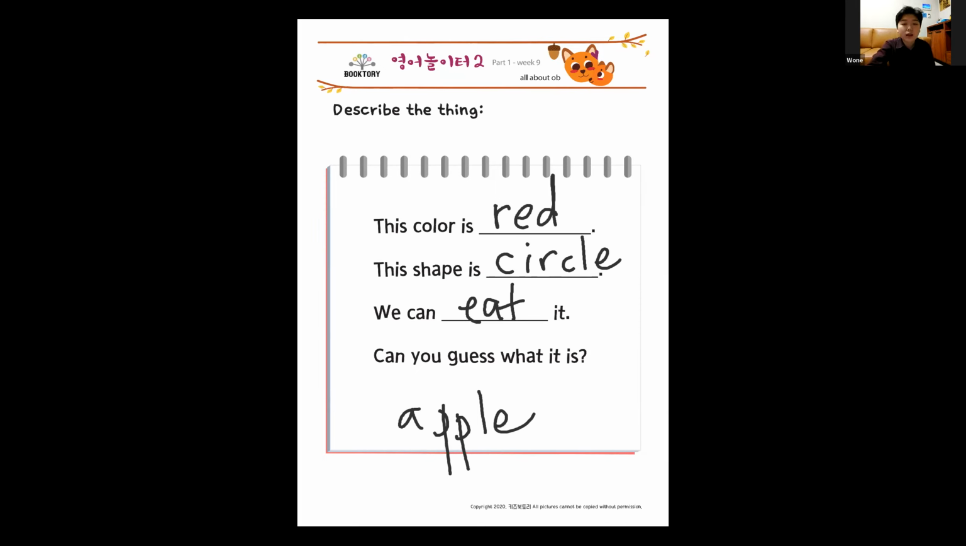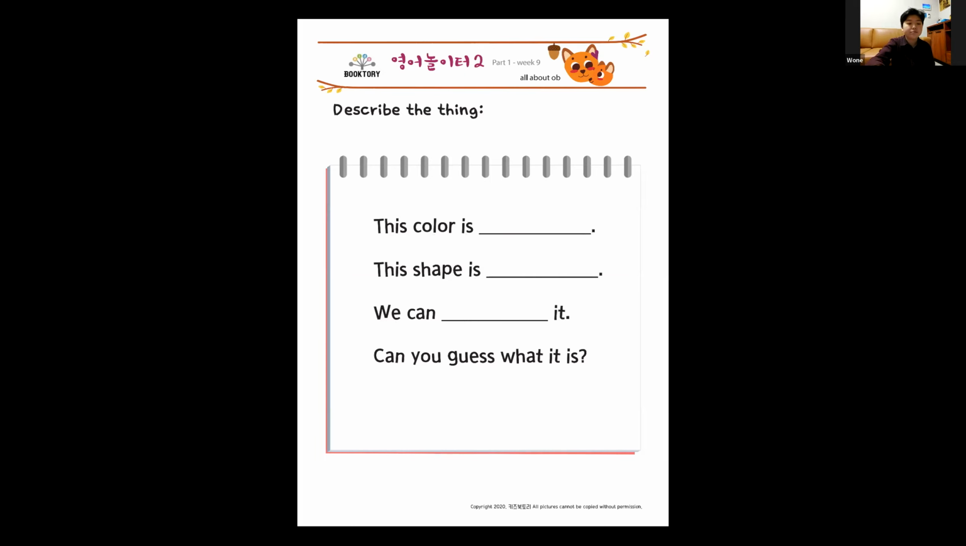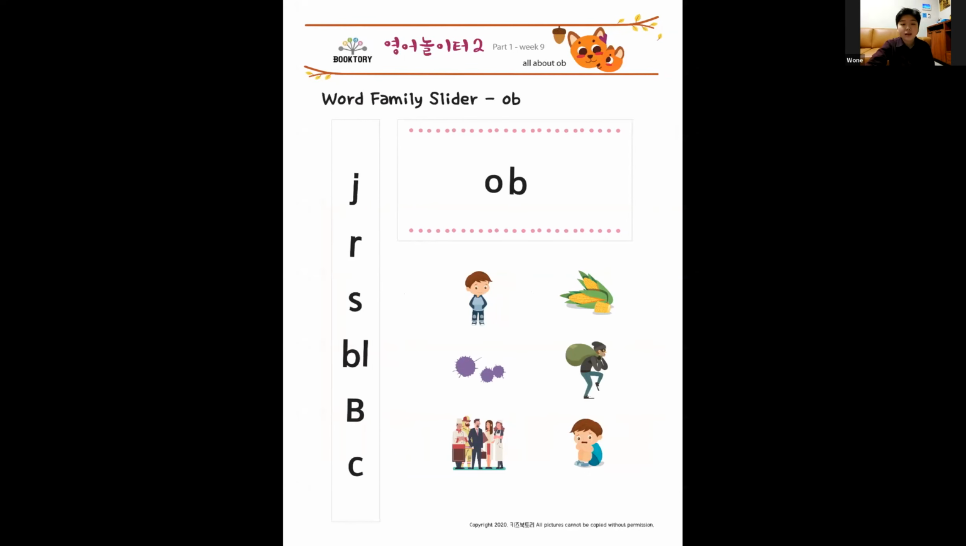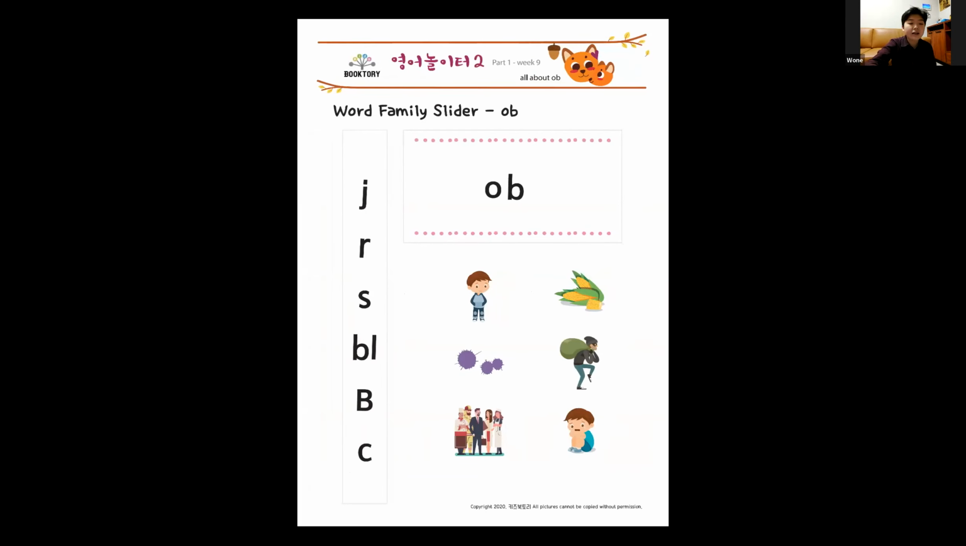Let's read it together one more time. This color is red. This shape is circle. We can eat it. Right? So go ahead and think of something and describe it like I did. And then finally, end it all by making your word family slider. Good job, everyone.